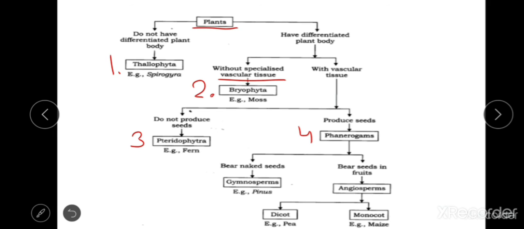On the other hand, Phanerogams produce seeds. So on this basis, we have two categories: Gymnosperm and Angiosperm. We all know Gymnosperm seeds are not enclosed, whereas in Angiosperm seeds are enclosed, covered, and hidden. Angiosperms are further classified on the basis of cotyledons. Those having a single cotyledon are called monocot, and those having two cotyledons are called dicot. So this is how you can remember the whole plant kingdom.